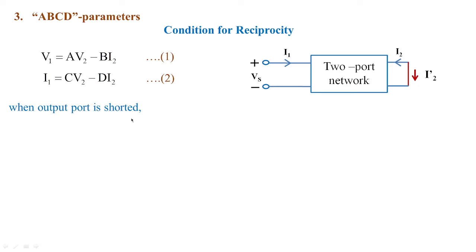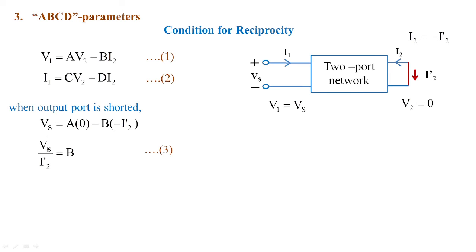Now when the output port is shorted, with the same assumptions what we have made, we make the source voltage Vs as input and V2 as 0, that is shorted, and I2 is equal to minus I2 dash, and we are going to substitute these values in equations 1 and 2. Let us see what we are going to get. We are going to get Vs by I2 dash is equal to B, that is the first reciprocity condition.